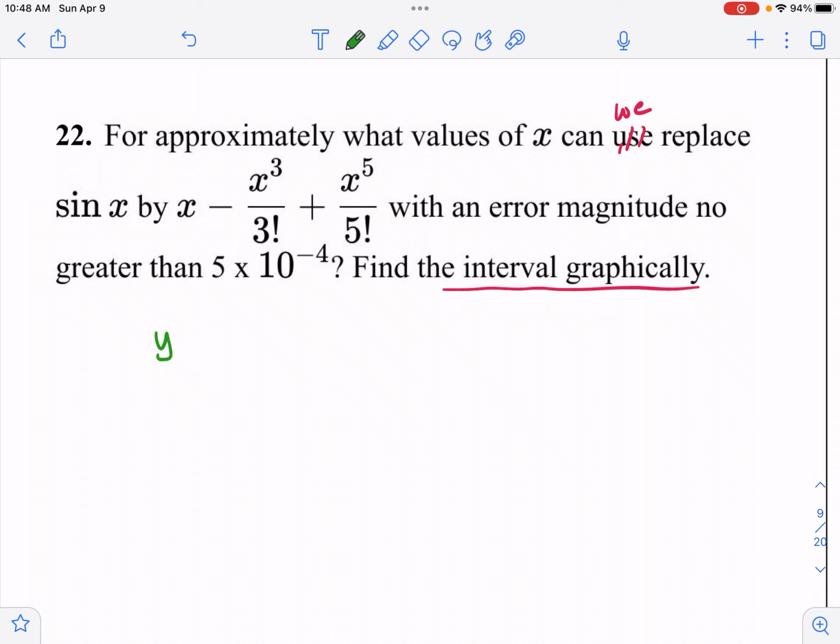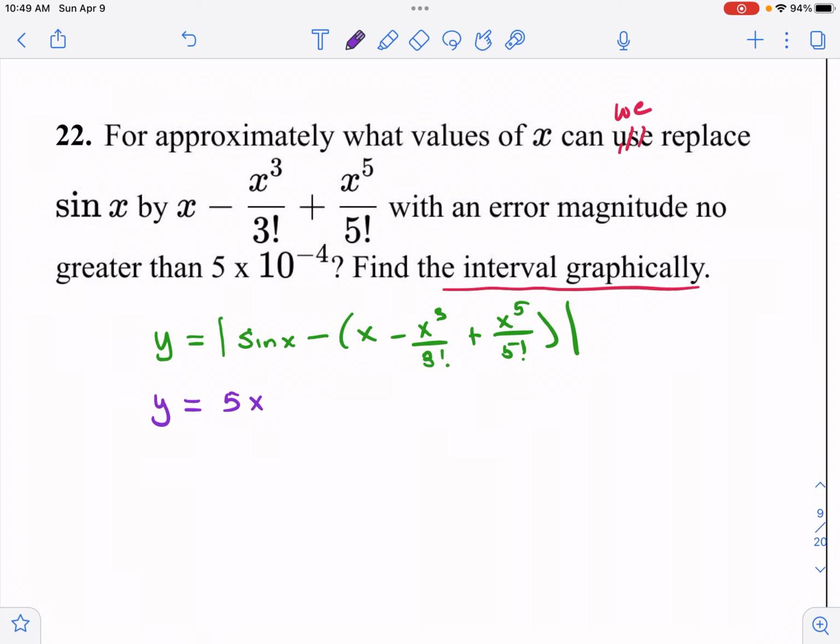What we want to graph ultimately is this. We need to graph y equals the error, which is the absolute value of the function minus that fifth degree polynomial. This is an error, so it'll give you the difference between a function's outputs and the polynomial that approximates it near 0. And then we need to graph this horizontal line, 5 times 10 to the negative 4.